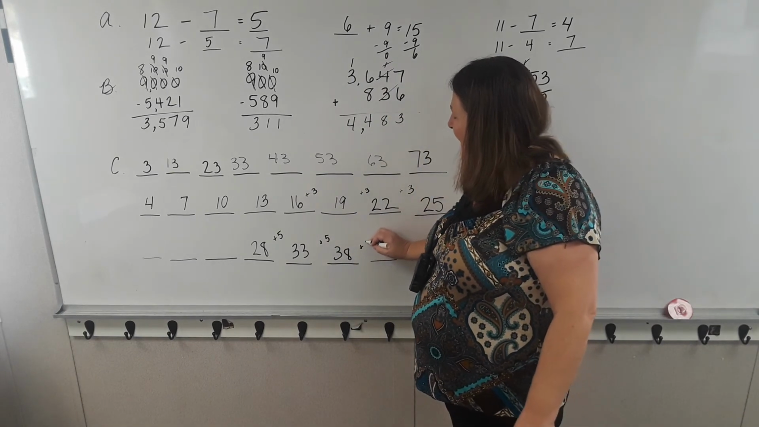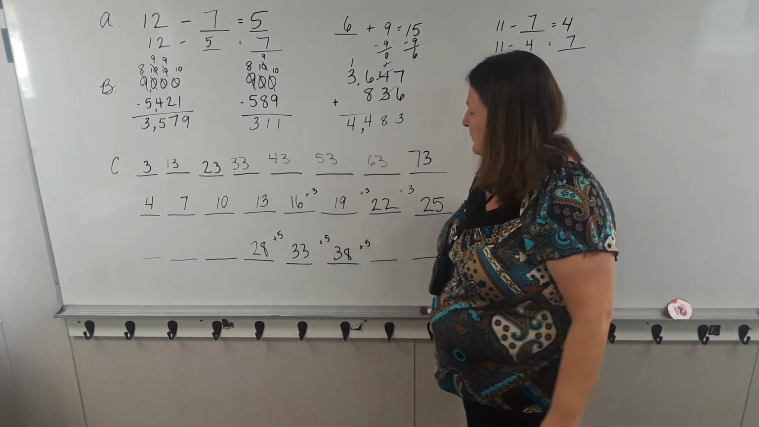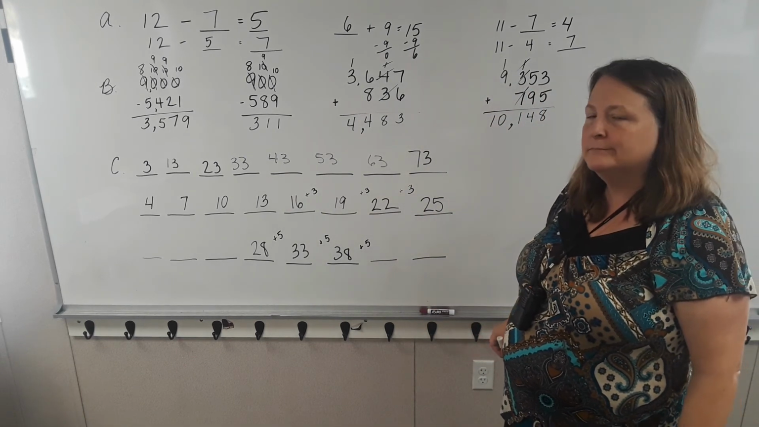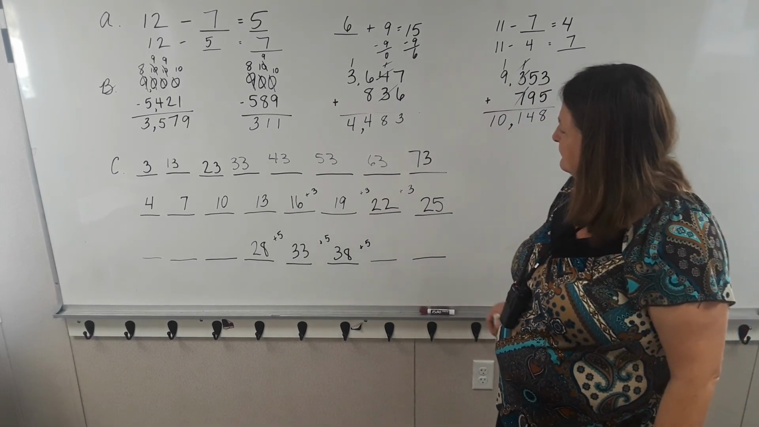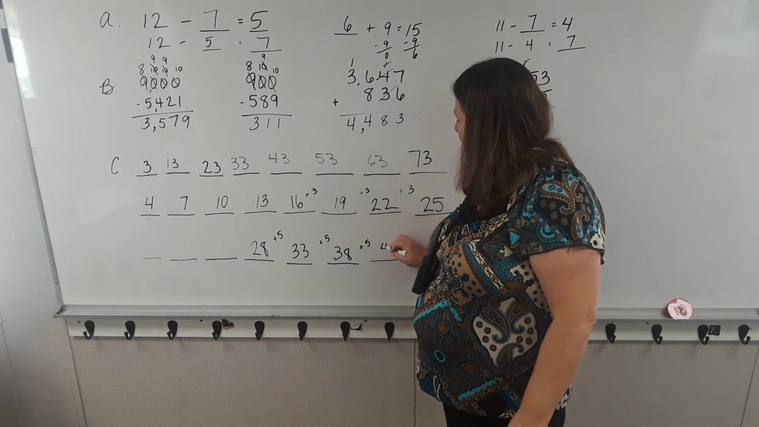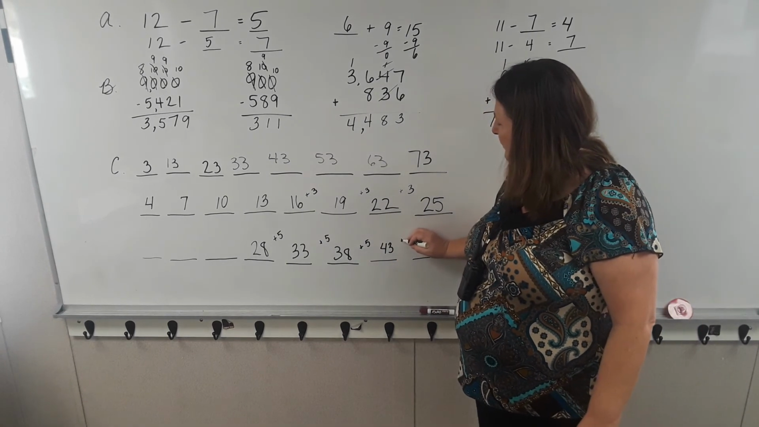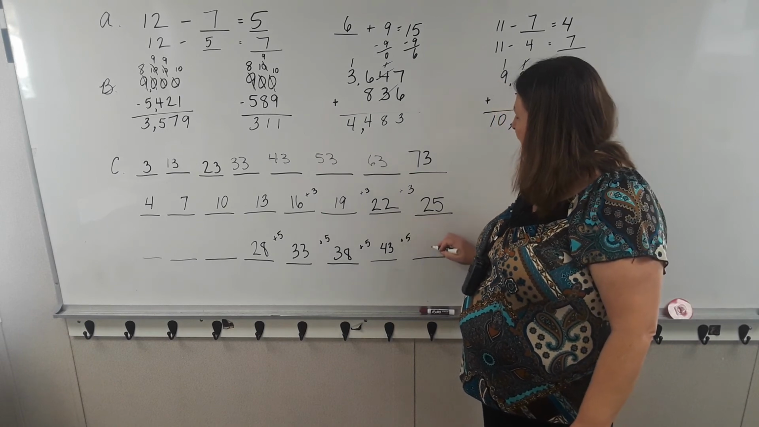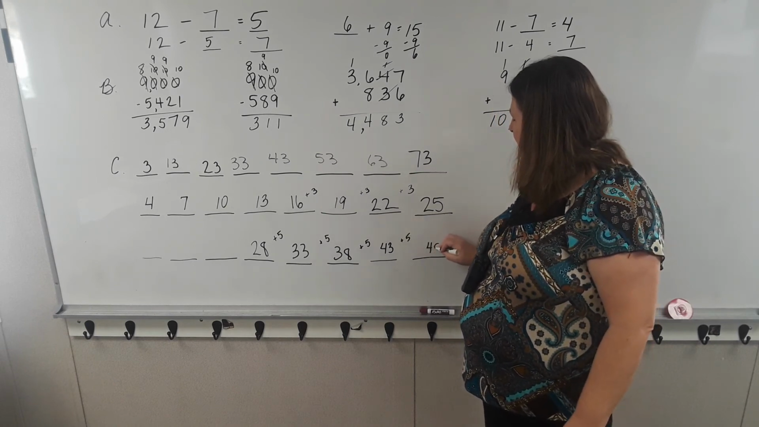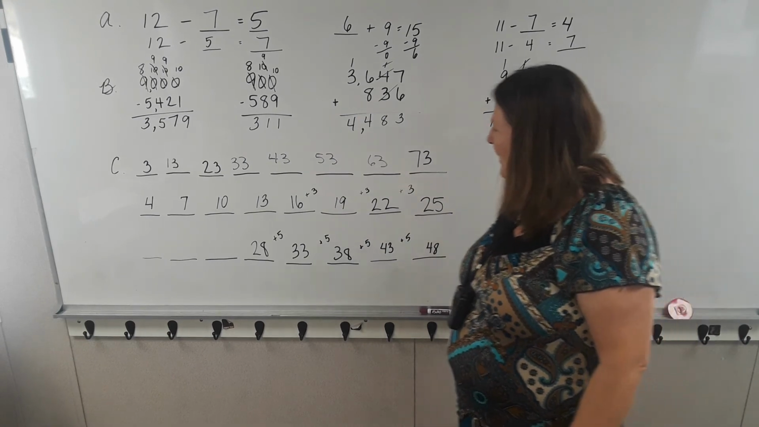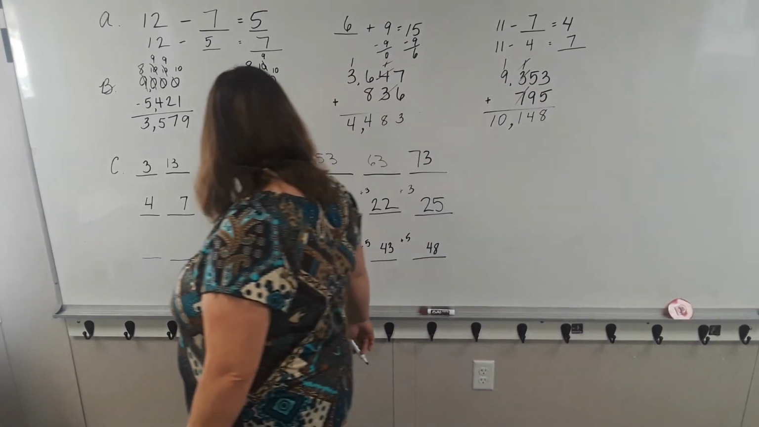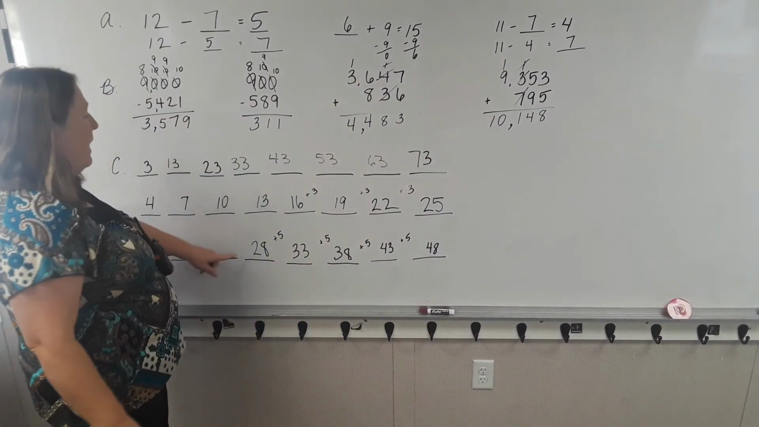38 plus 5 equals 43. 43 plus 5 equals 48. Now we have to go backwards. 28 minus 5.